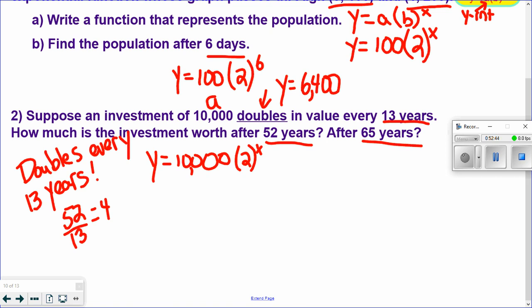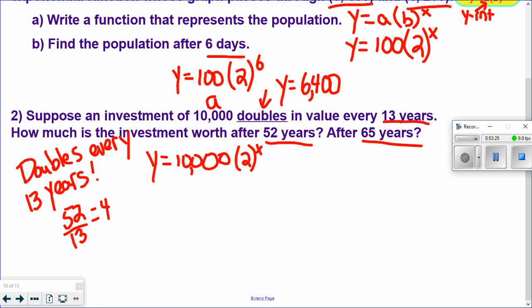So where it really is tricky, you don't put 13 in as the x, because basically it's doubling every 13 years. It doubles in 13 years, doubles again in another 13 years, so it becomes 20,000 in 13 years, and in 26 years it doubles from 20,000 to 40,000. You can actually figure this out just by chaining it together. But the reason why I divided by 13 is because it doubles every 13 years.